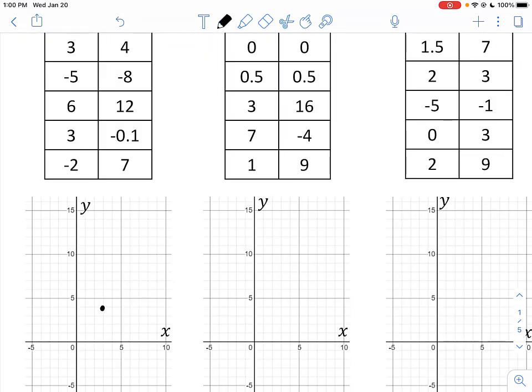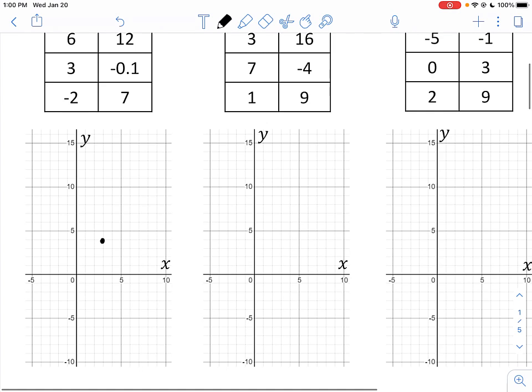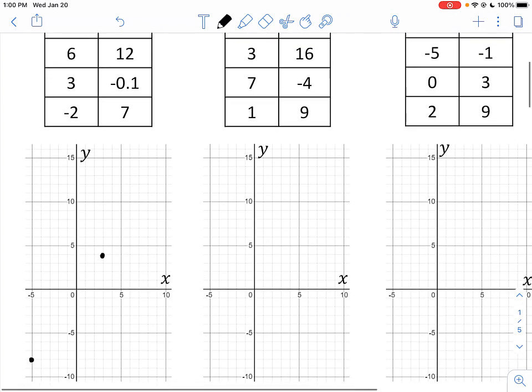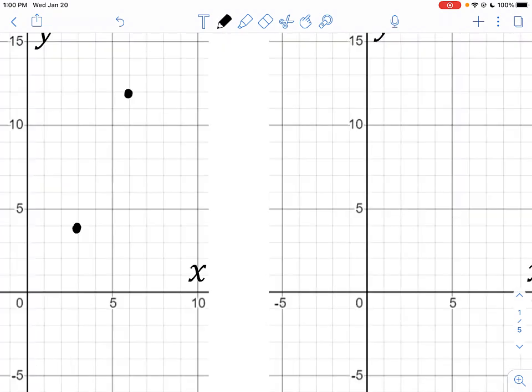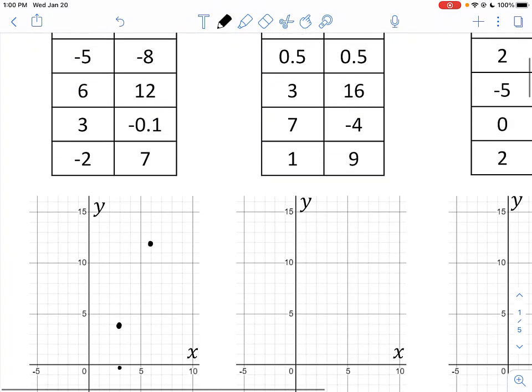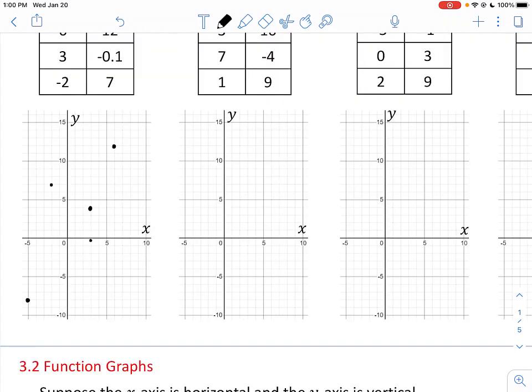The next point is (-5, -8), which is down here. The next point is (6, 12), and then (3, -0.1). So (3, -0.1) is just barely below the x-axis. And finally, (-2, 7).